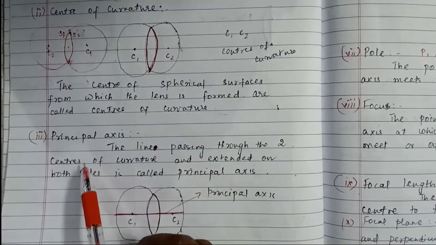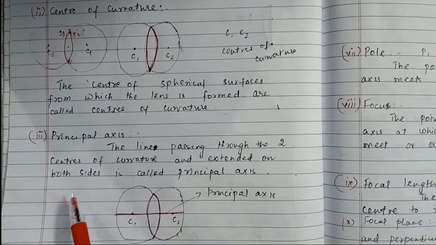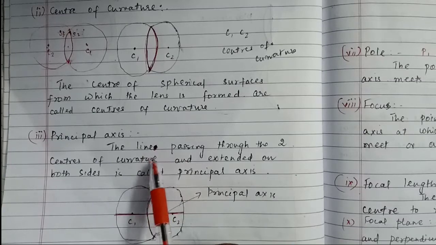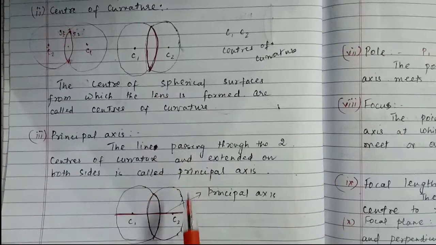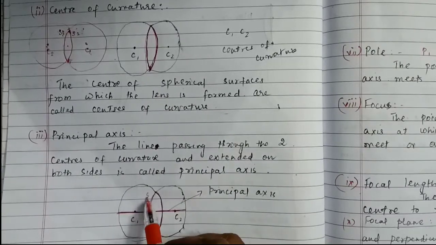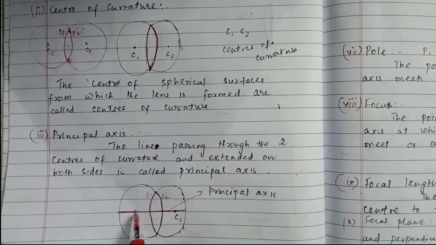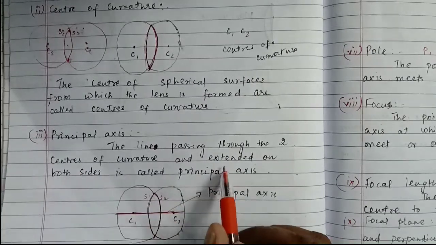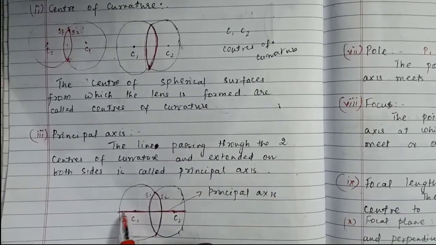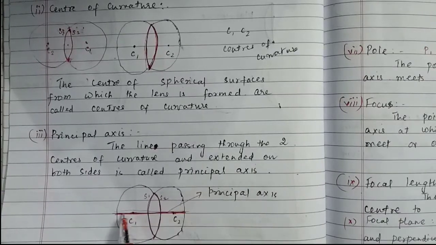The next one is principal axis. What is principal axis? The line passing through the two centers of curvature. I already showed you there are two centers of curvature for these surfaces S1 and S2. So C1 and C2. A line is passing through these centers of curvature and extended on both sides. Just I am extending. This line is called the principal axis.